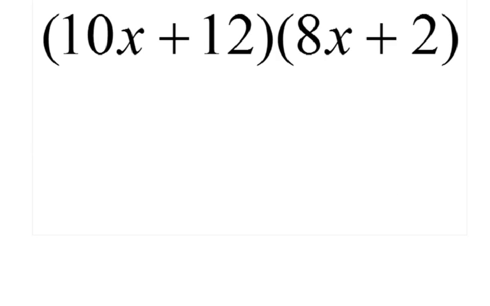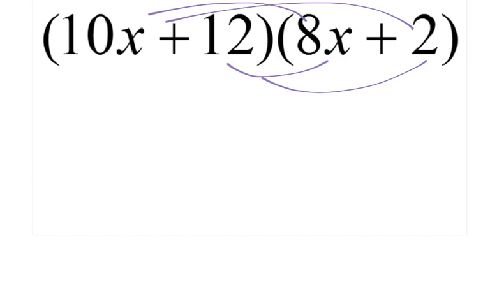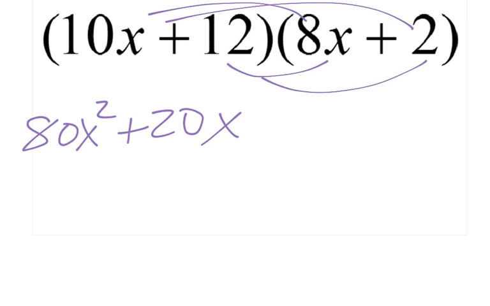This is one where you have to do FOIL or distribute both of them. 10x has to go to both. 12 has to go to both. 10x times 8x is 80x squared. 10x times 2 is plus 20x. 12 times 8x is plus 96x. 12 times 2 is plus 24.